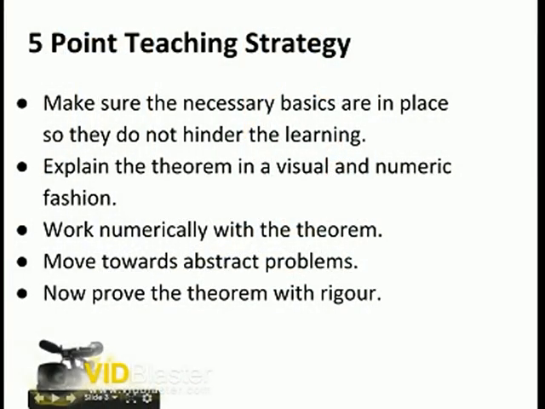Yes, I'm sure. Shall we move on to the 5-point teaching strategy? Yes, definitely. Okay, the first point says make sure the necessary basics are in place so they do not hinder the learning. Correct, and that's what I was meaning when I was talking about you must make sure they know their Euclidean geometry from the first little fact that the angles around a point add up to 360 degrees. Some of that stuff, we take it for granted they know it, but probably the teacher skimmed through it previously and they don't remember it. So that is something they really need to go back to.